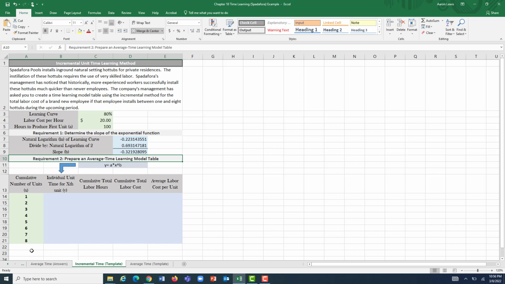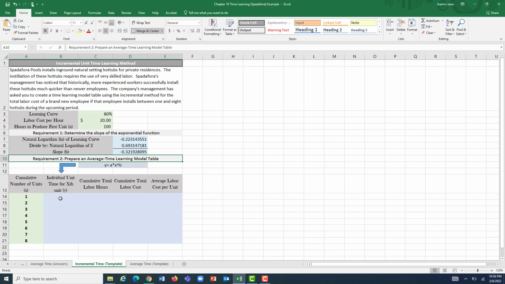But that is what our learning model is going to predict right here, is what we have to pay in labor costs if this particular worker gets so good at his job that he does it in 80% of the time that he did the last unit, every time the number of hot tubs he's put in private residences has doubled. And now we can just fill in our chart.